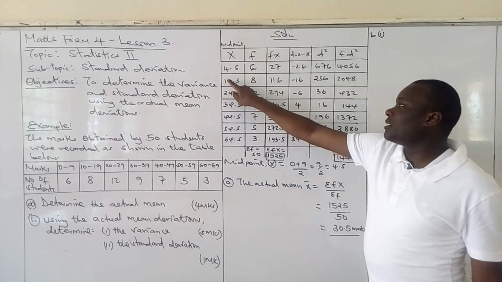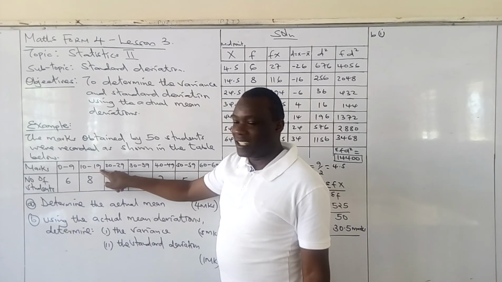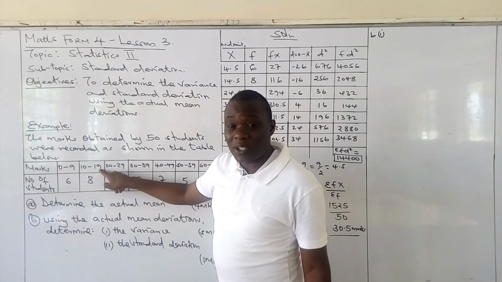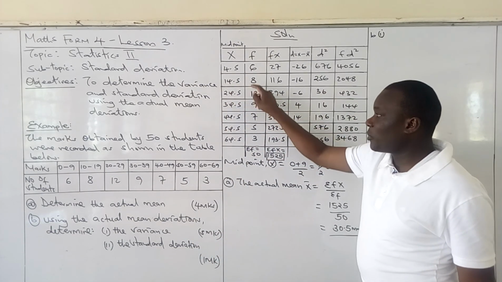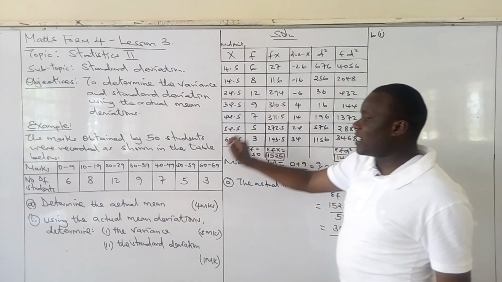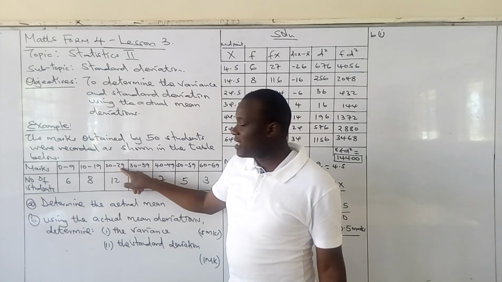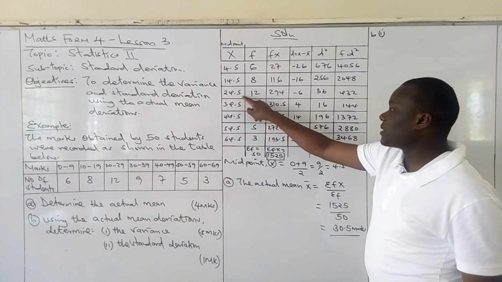How do we obtain the next part of x? We take 10, we add 19. 10 plus 19 is 29. Divide by 2, 14.5. That's why I've just written 14.5. How do we get the next value? We go to the next class. 20 plus 29 is 49. Divide by 2, 24.5. That's what I've written.